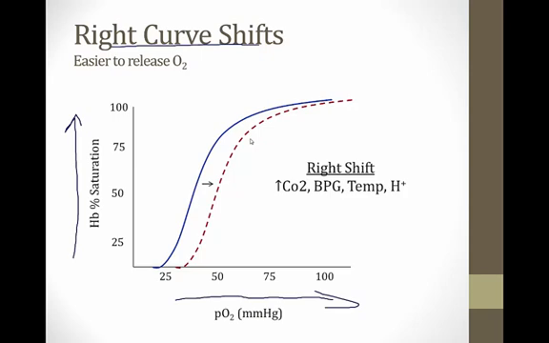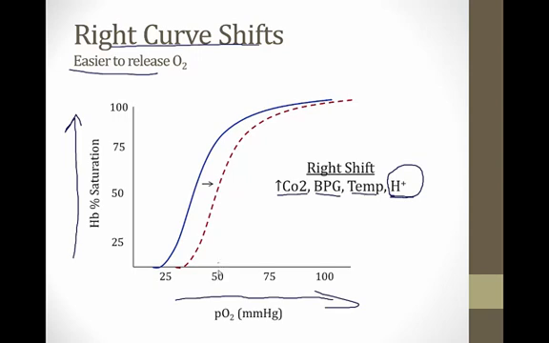When the curve shifts to the right, it's easier to release oxygen. And things that shift the curve to the right are higher levels of carbon dioxide, BPG, higher temperature, or higher concentrations of H+. And remember, higher H+ means a lower pH. So let's talk about the consequences of shifting to the right.